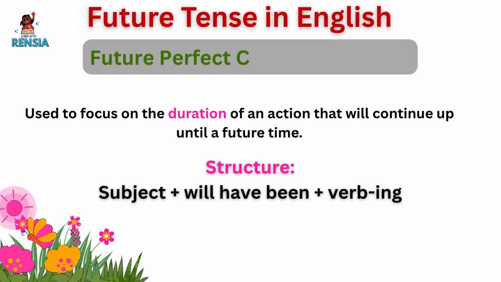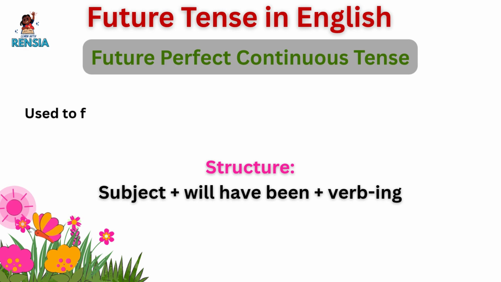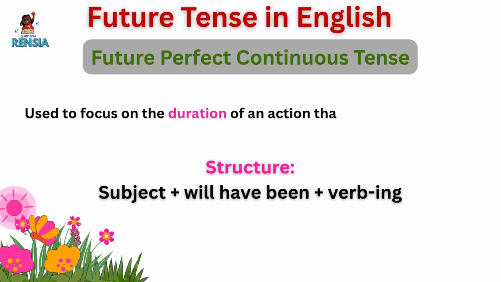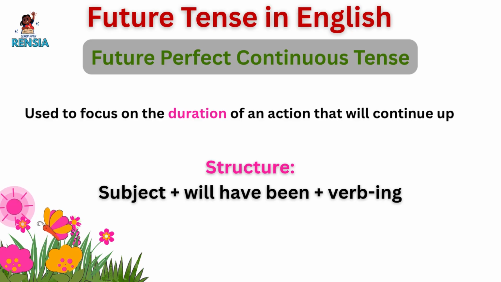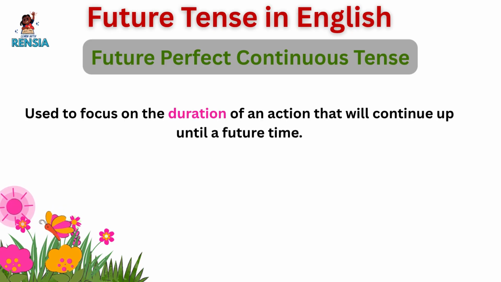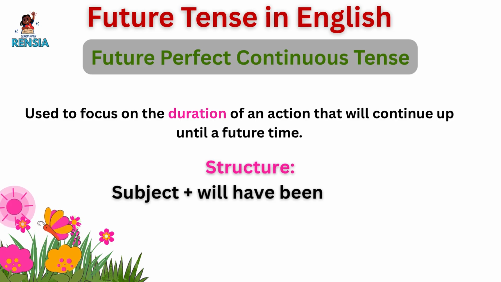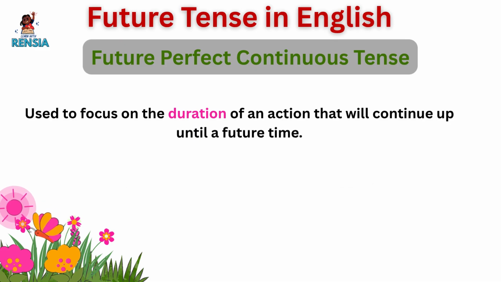4. Future perfect continuous tense. Used to focus on the duration of an action that will continue up until a future time. Structure: subject plus will have been plus verb plus ing.